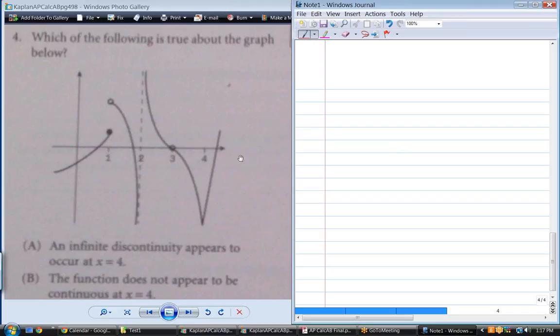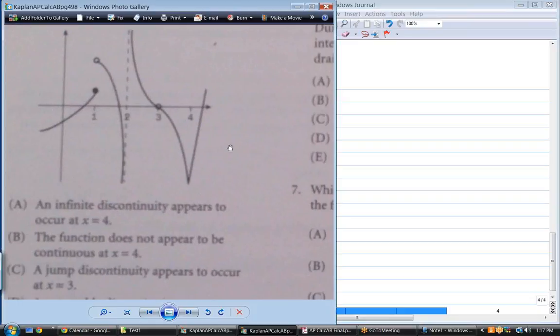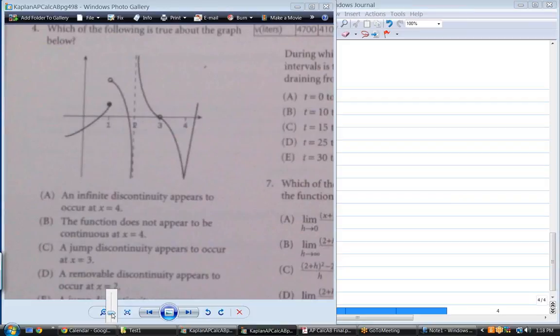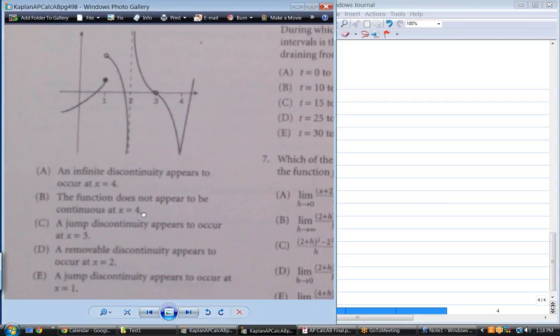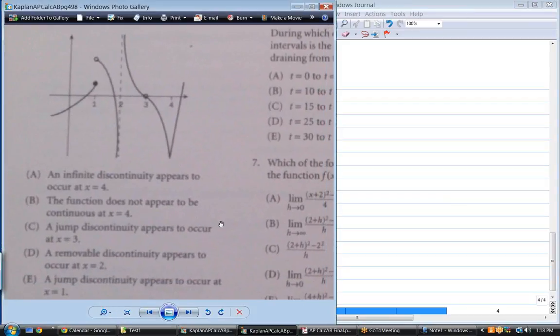But which of the following is true about this graph? Hold on, let me... So you just pretty much have to read each answer. And this is also a terminology question. I don't know that you've had all of this terminology, but you can probably still figure out the correct answer, which I'm guessing is E?